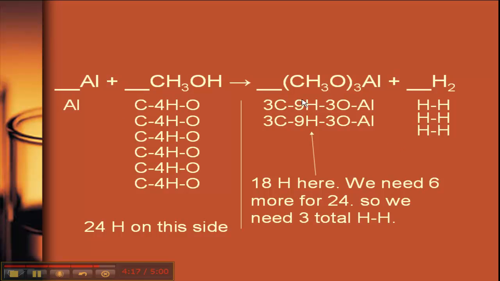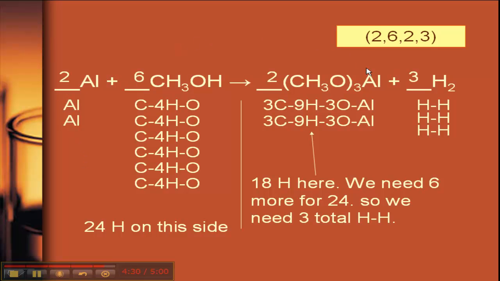Okay? Then we have to go back and notice that we have 2 aluminums on this side, so we need another aluminum here. So if you count all of your aluminums, carbons, hydrogens, and oxygens, you will see that they all balance out. So my coefficients are 2, 6, 2, 3.